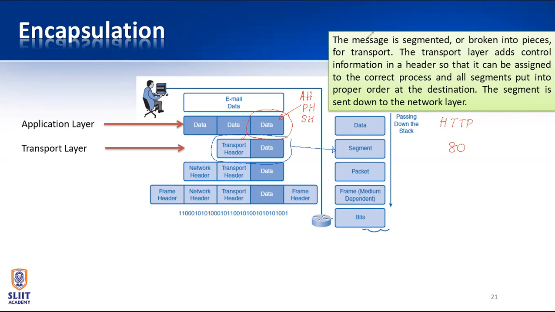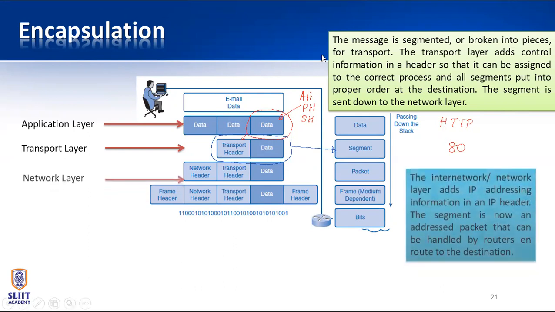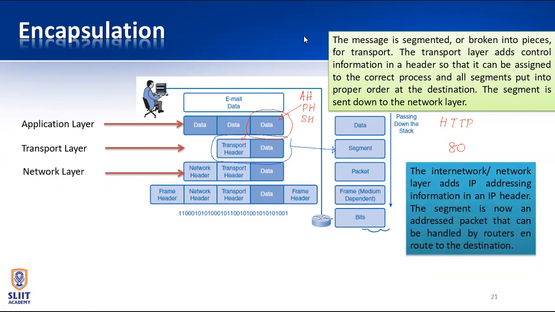The next layer is the network layer. The network layer will add more information to this segment. The segment was added with the network header. So what's inside this network header? The internetwork or network layer adds IP addressing information in an IP header. The segment is now an addressed packet that can be handled by routers en route to the destination.